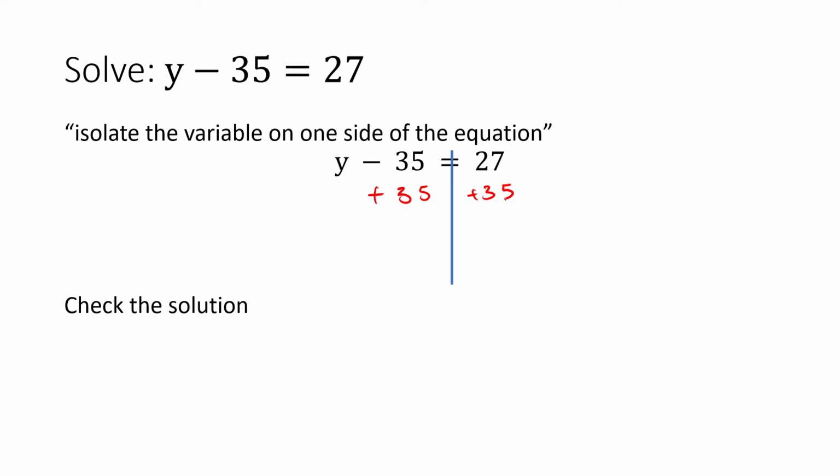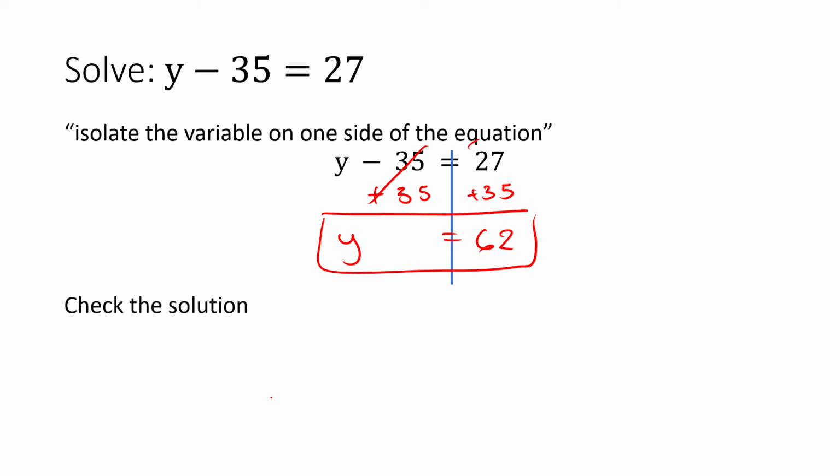Add 35 on both sides of the equation, bringing down the y. The 35 cancels each other out, and we're left with 27 plus 35. 7 plus 5 gives you 12, carry over 1. 3 plus 2 plus 1 is 6. So your answer must be y is equal to 62.